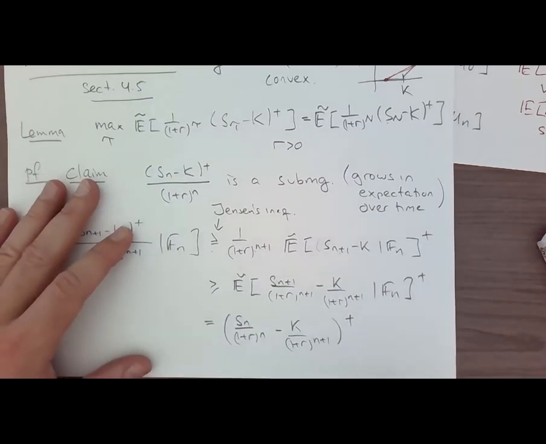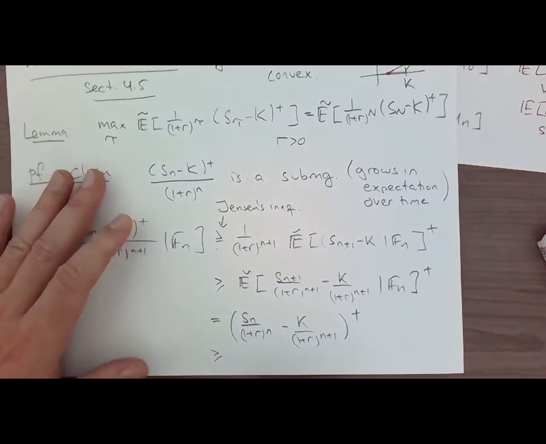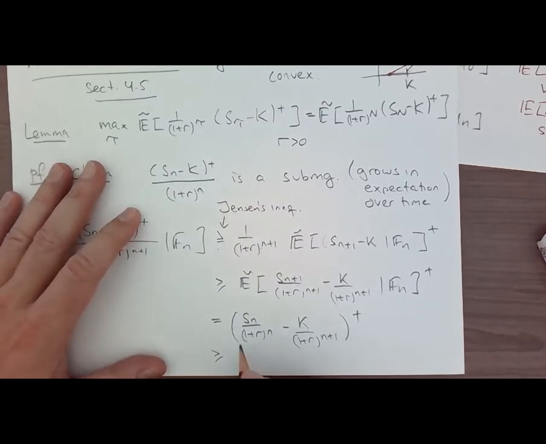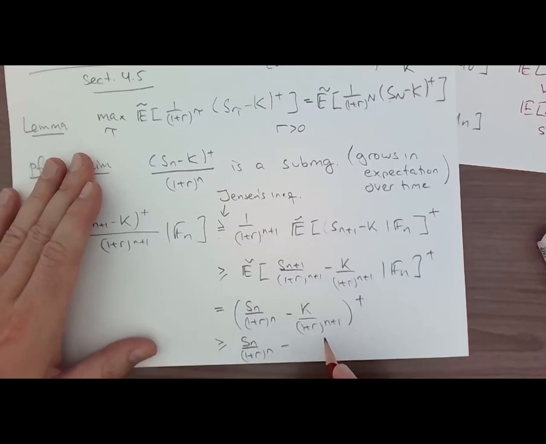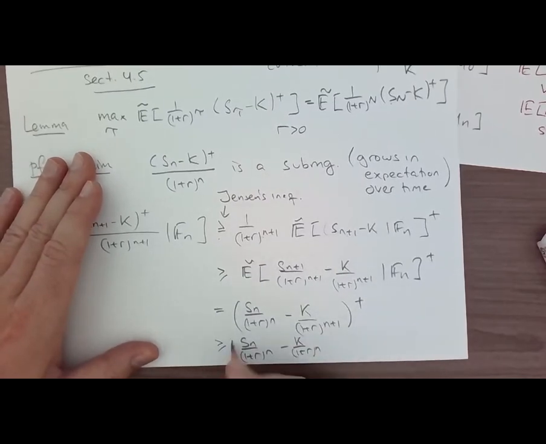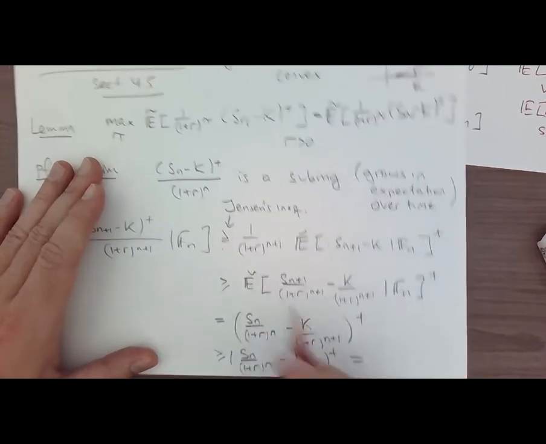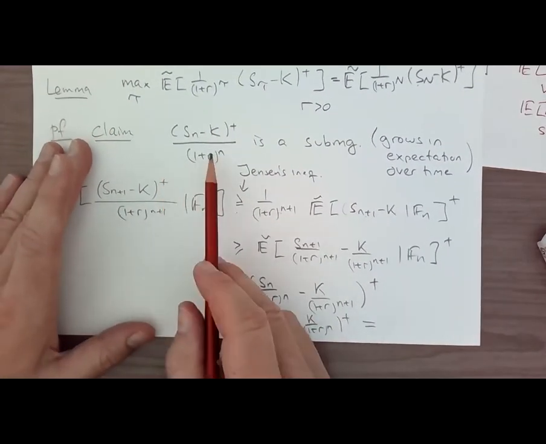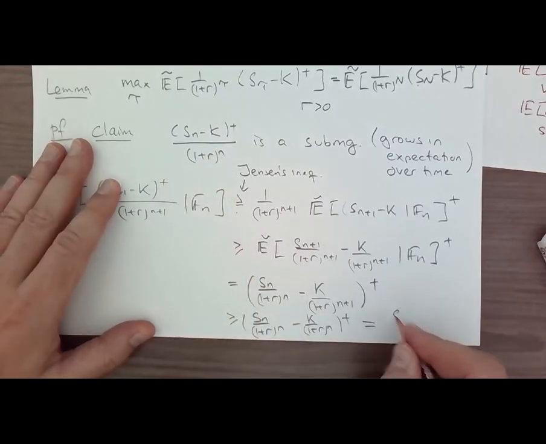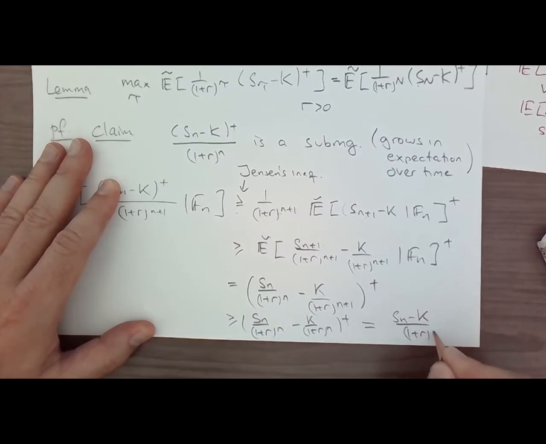So I would like to have that this is bigger than or equal to what would it be? Sn divided by 1 plus r to the n. And then instead of having n+1 here, I just want to put n, and then the positive part. Because that would give me the expression that I was hunting, right? This would give me Sn minus k divided by 1 plus r to the n.